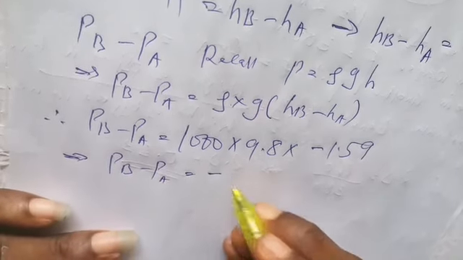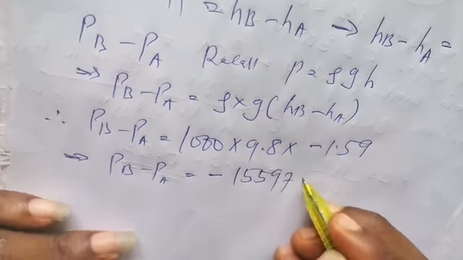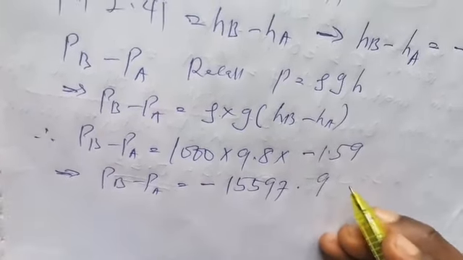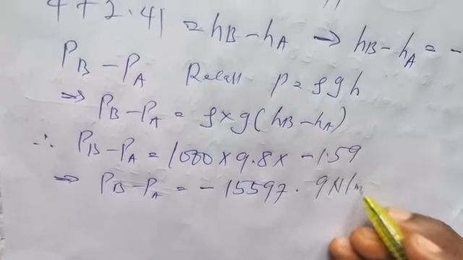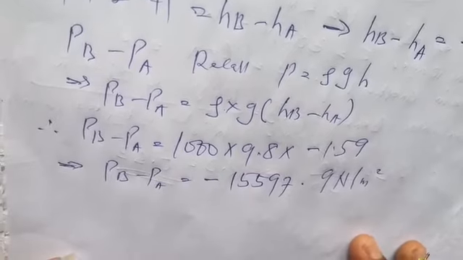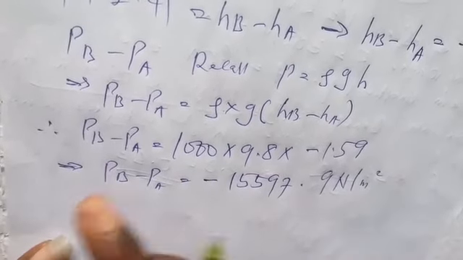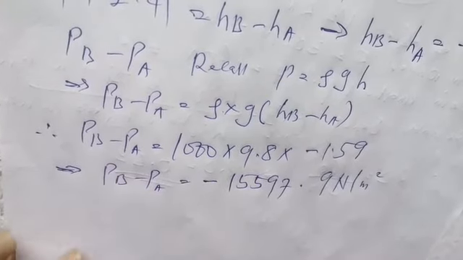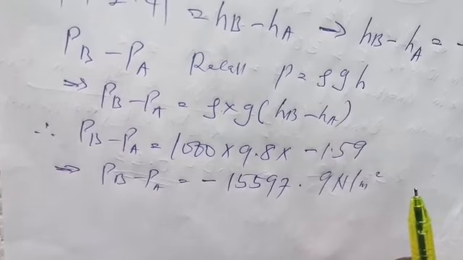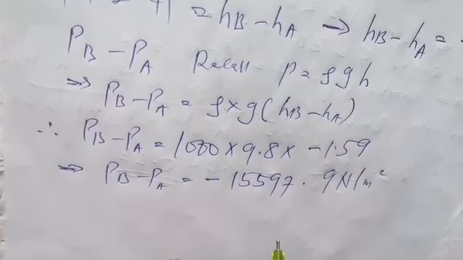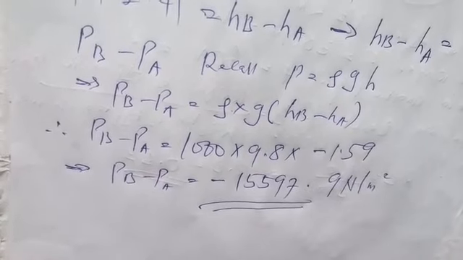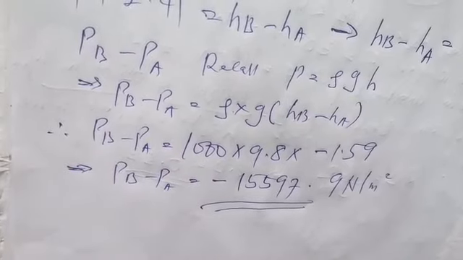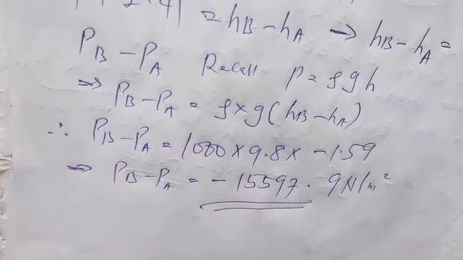So PB minus PA is now equal to minus 15597.9. This is in newtons per meter squared. Now the negative sign actually shows that there is a loss in pressure. So we can interchange this to PA minus PB, and we are going to have a positive value. So you can either leave your answer like this, or you might wish to remove the negative sign, or just change it to PA minus PB, whichever way. But the negative sign actually shows that there's a loss in pressure.